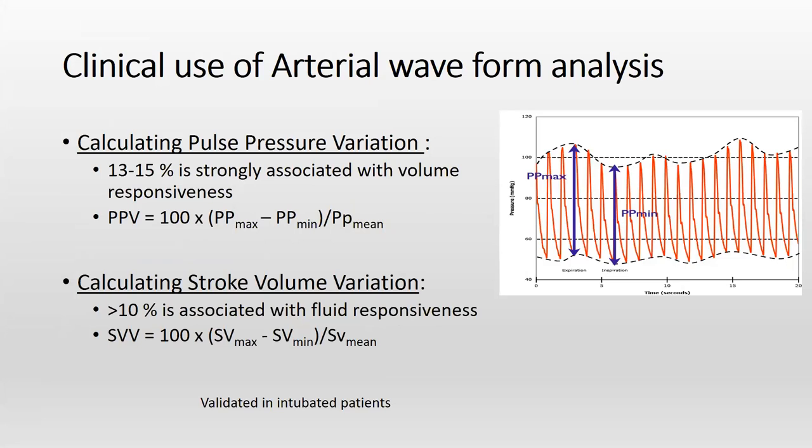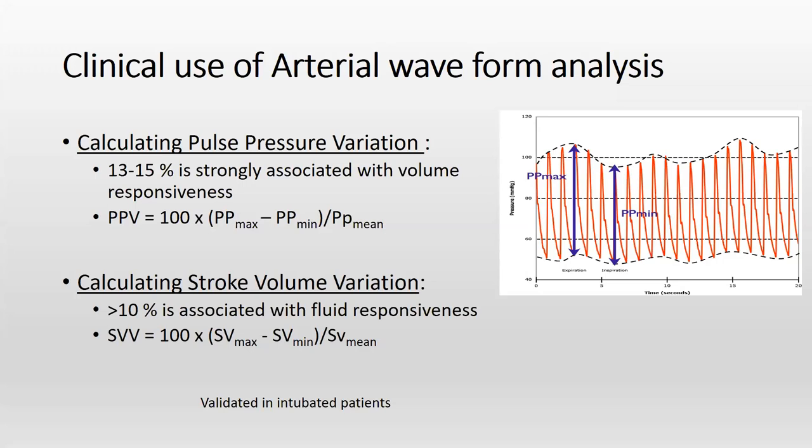Coming to clinical uses, we can use the A-line to attach a Vigileo and get some cardiac output numbers and SVV numbers, which I'm going to talk about next. But for fluid responsiveness, what are the two parameters that we have been looking at lately? We are looking at the pulse pressure variation and the stroke volume variation.